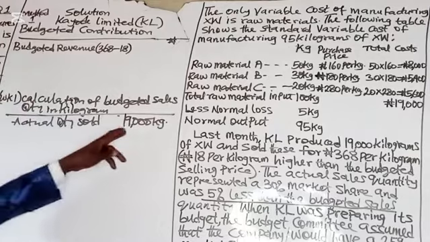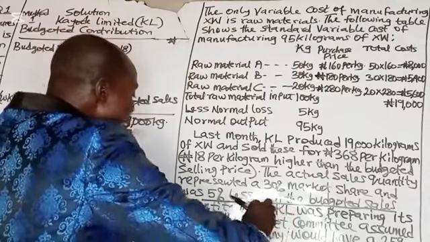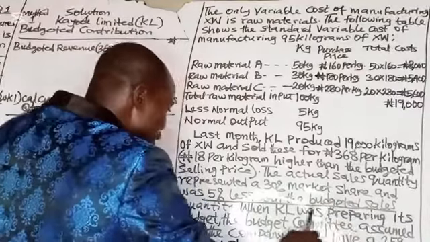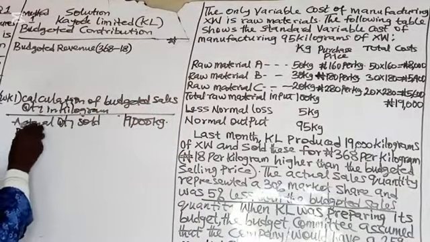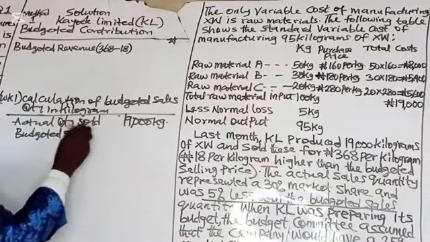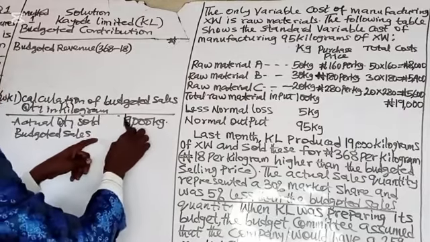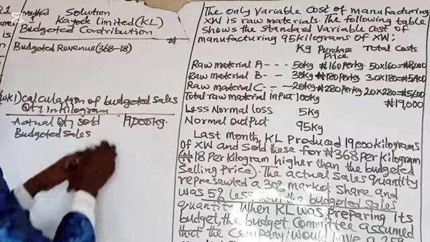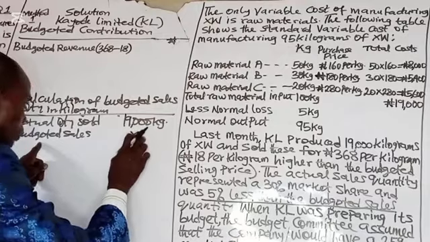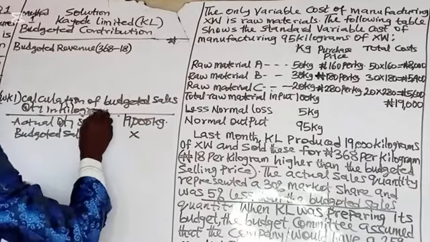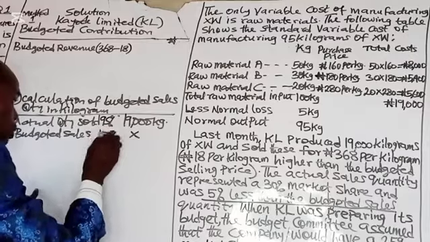You were told this is 5%. 19,000 kilograms is the actual quantity sold. We were told it is 5% less than the budgeted sales. So budgeted sales is not given; that is what you are looking for. If this is 5% less, that means this is equivalent to 95%. The actual sales quantity is equivalent to 95%. That means budgeted sales is 100%. That is what we are looking for.